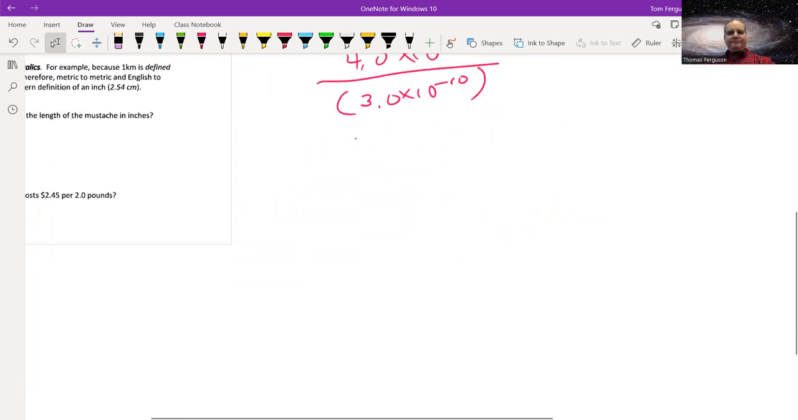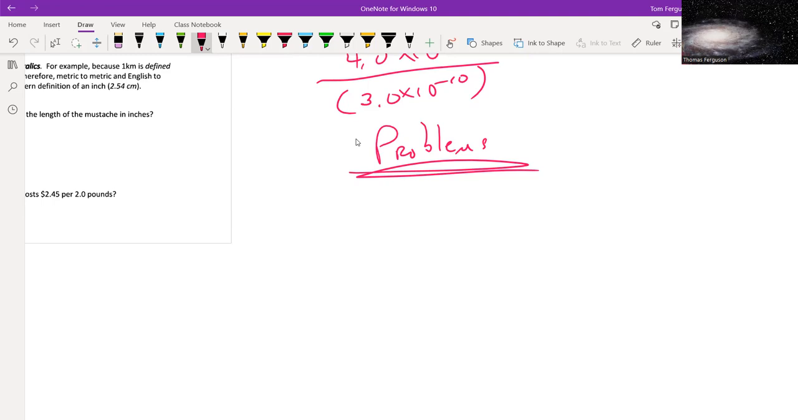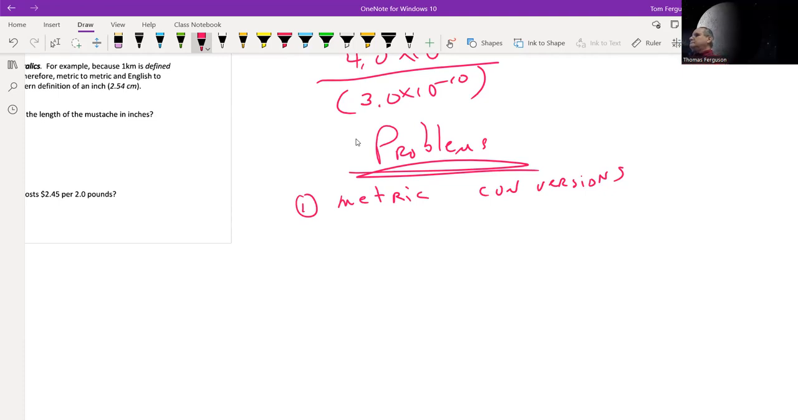Okay, so there are four main types of problems we're going to be running into till we get to unit 4. Up until then, you're going to see four different kinds of problems. Okay, number one is going to be metric. Metric conversions. How many milligrams are in 12.1 grams, for example?